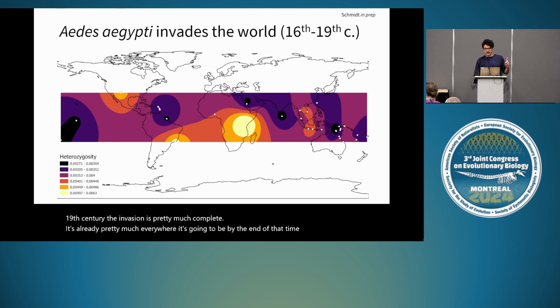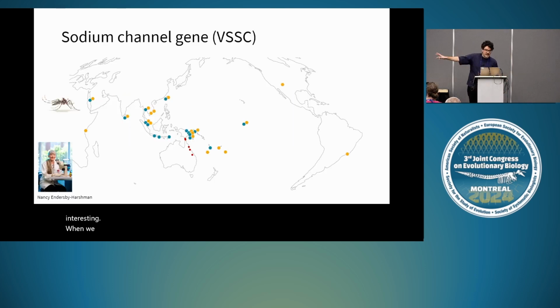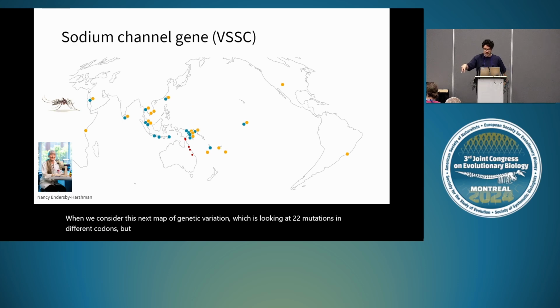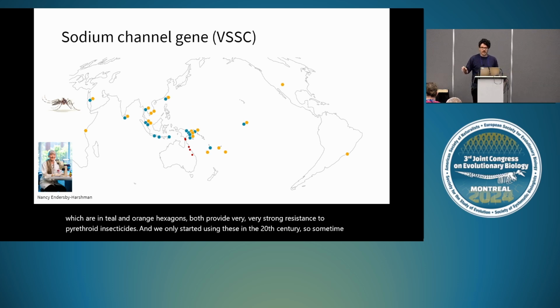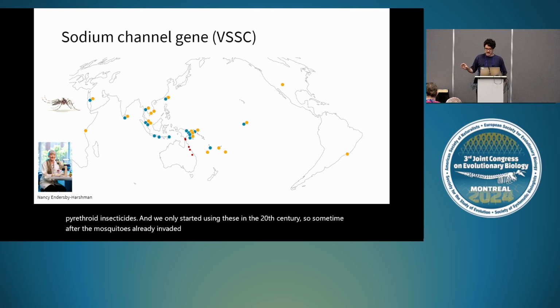And that's really interesting when we consider this next map of genetic variation, which is looking at two mutations in different codons but in the same gene, the sodium channel gene. These two mutations, in teal and orange hexagons, both provide very strong resistance to pyrethroid insecticides. We only started using these in the 20th century, sometime after the mosquitoes already invaded everywhere. So the question is, how exactly did these same mutations get all over the place?